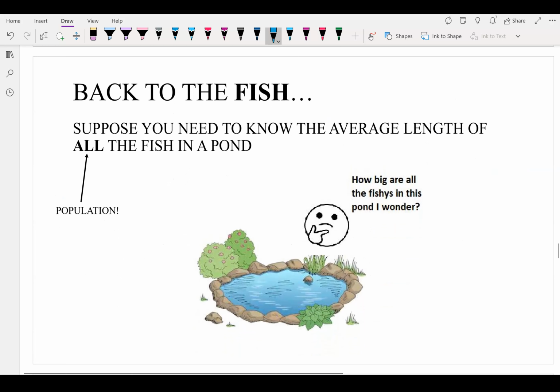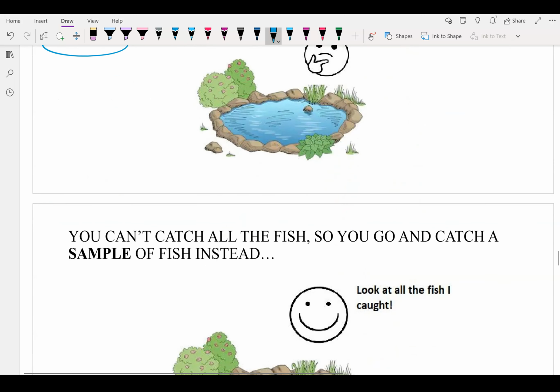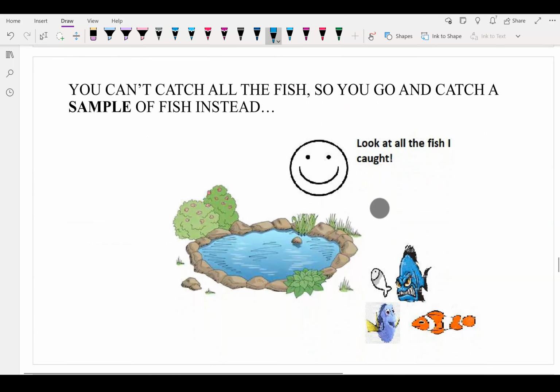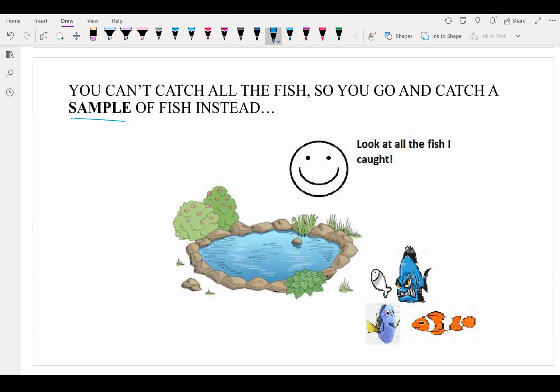So let's wrap it all up. Suppose you need to know the average length of all the fish in a pond. That's a population. So you sit and think, how big are all the fish in this pond, I wonder? But maybe the pond has too many fish, or you only have a day to catch some of them. You can't catch every single fish because the population is too big, so you catch a sample instead.